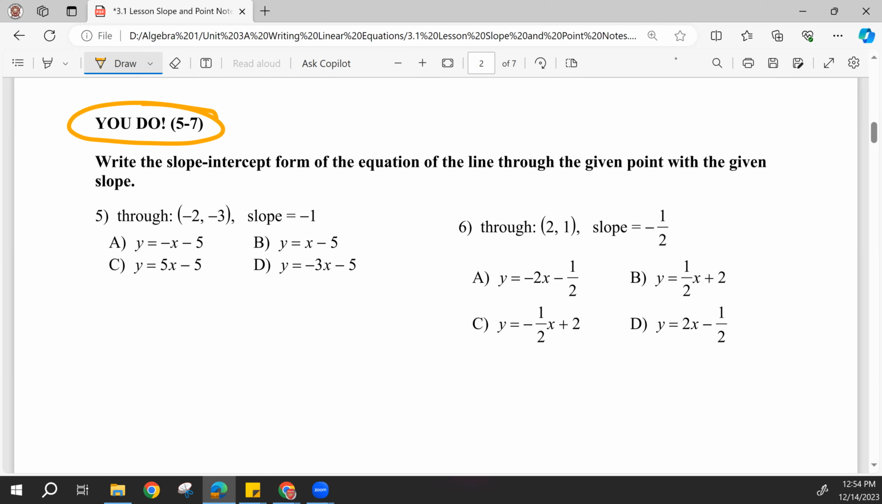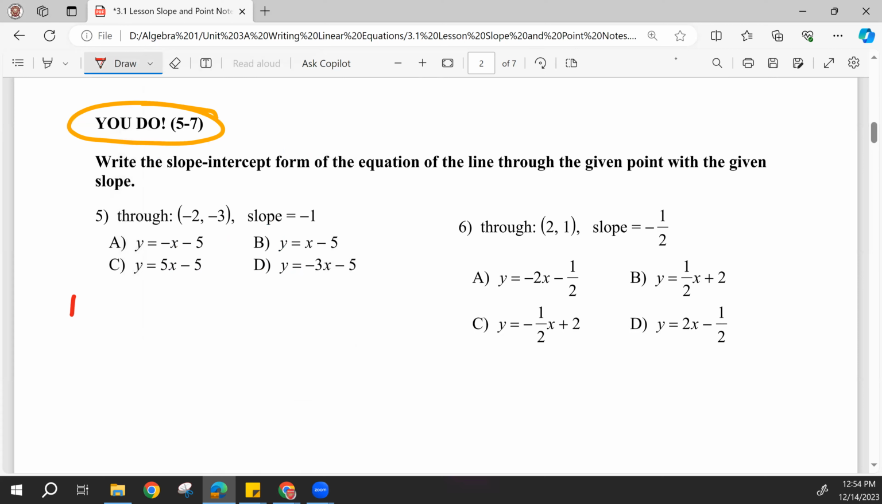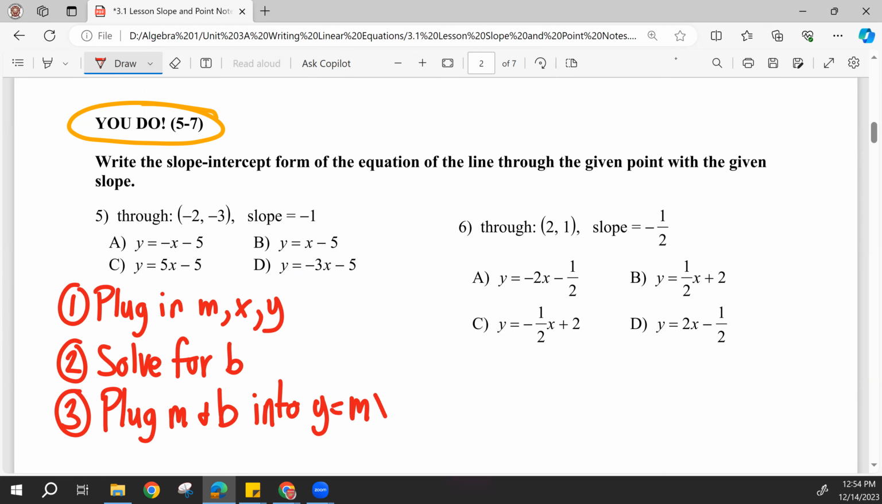Make sure that even though this is multiple choice and my other ones weren't, make sure you use the process that I did above. Make sure you, number one, plug in m, x, and y. And then make sure you solve for b. And then finally, the last step will be to take m and b, plug m and b into y equals mx plus b.